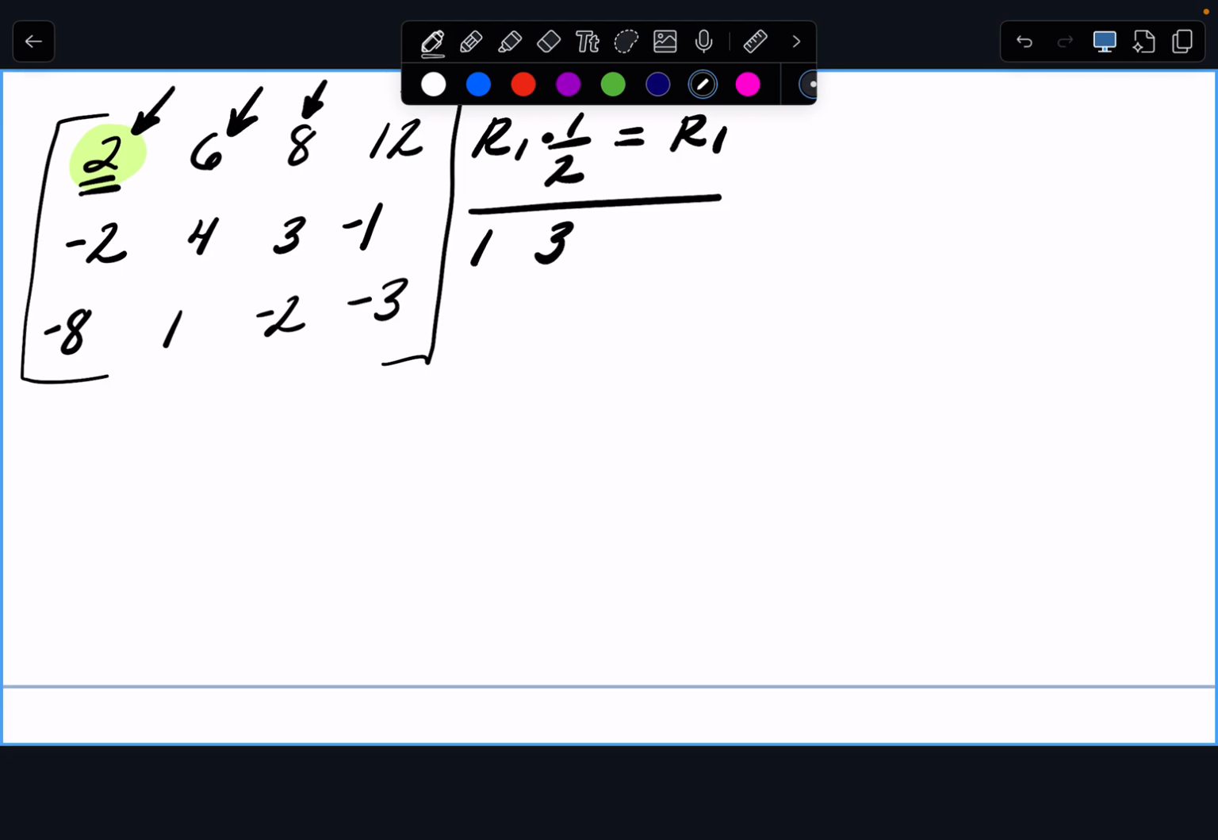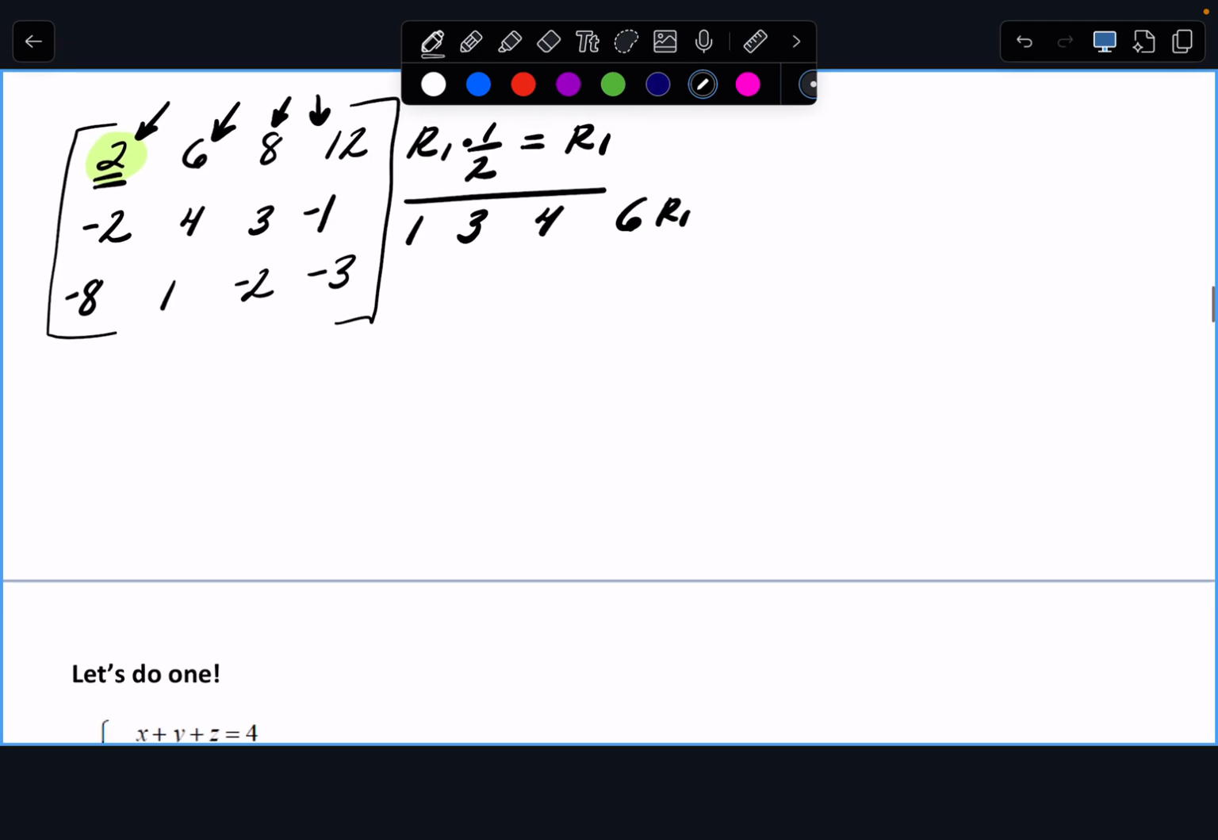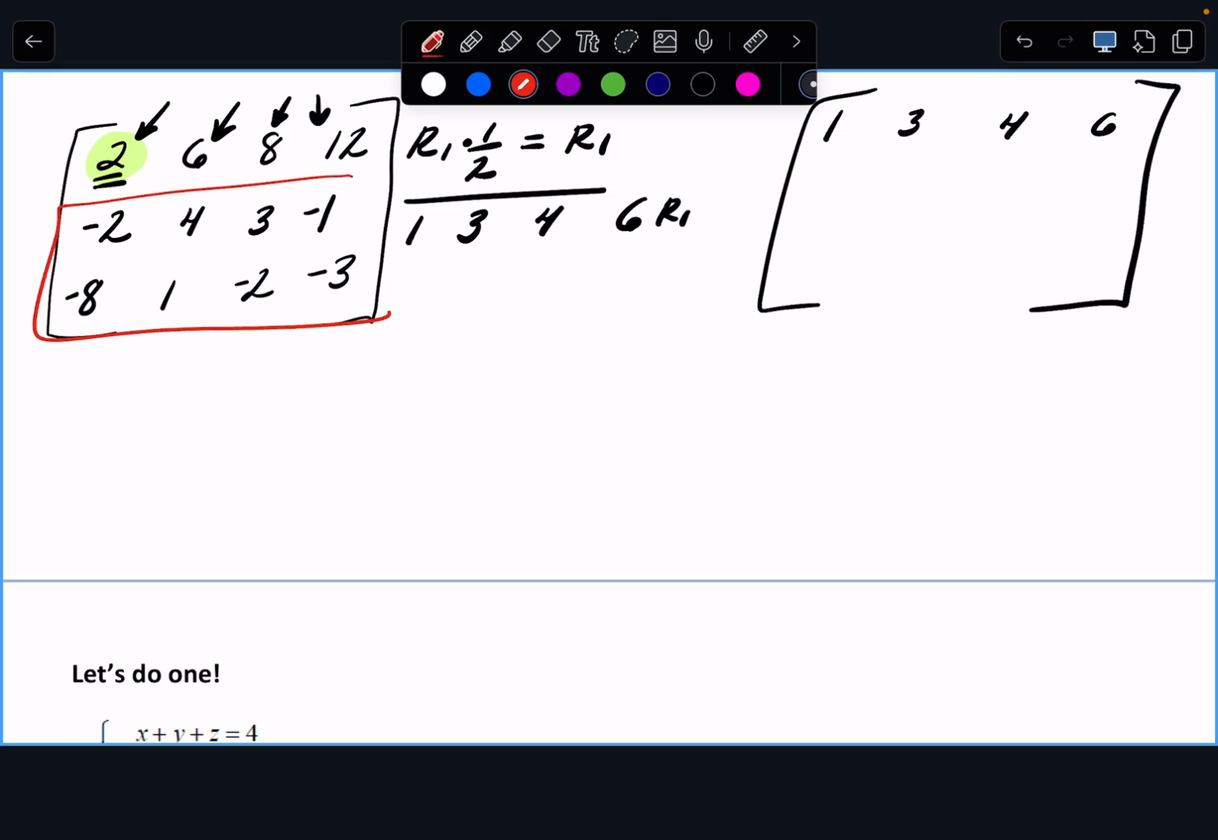You with me? You've got to do it to the whole row. You can't just do it to a piece of it. 4 and 6. That's our new row 1. So let's rewrite this. Our new row 1 just became 1, 3, 4, 6. But row 2 and 3 didn't change. So we're going to go -2, 4, 3, -1, -8, 1, -2, -3.